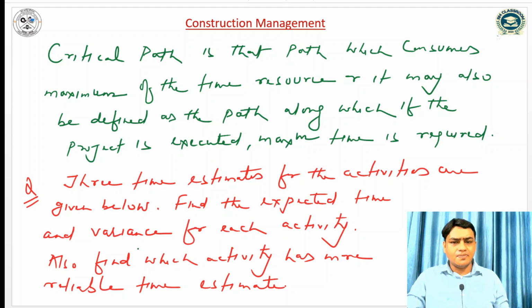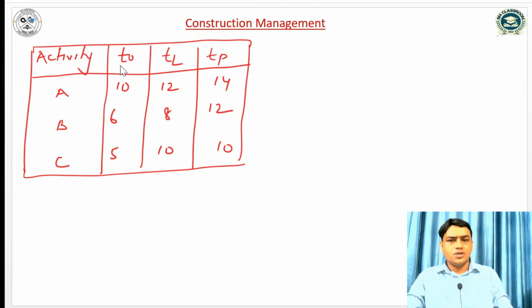Find the expected time and variance for each activity. So we have to compute the expected time for each activity and variance for each activity. Also find which activity has more reliable time estimates. So this is given in the question. For activity A, the optimistic, most likely and pessimistic time is given. For B it is given, and for C three time estimates are given. So firstly we have to compute the expected time for each activity.